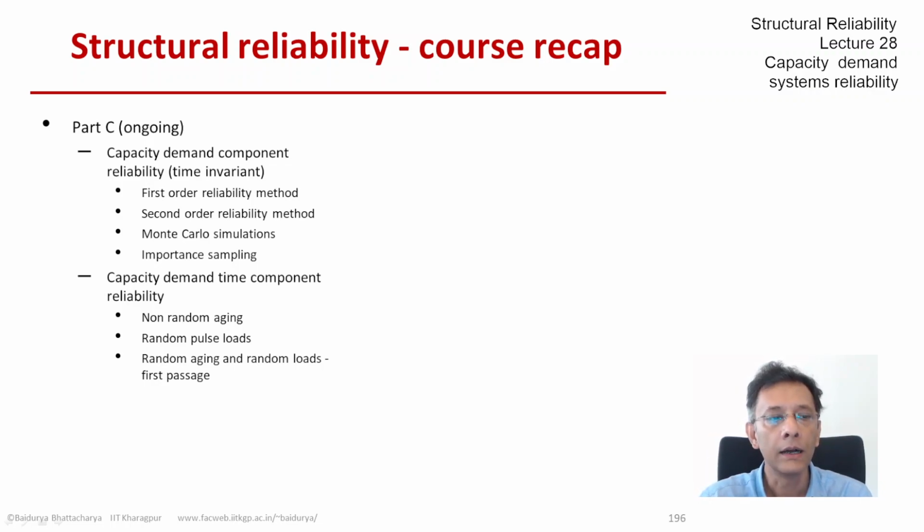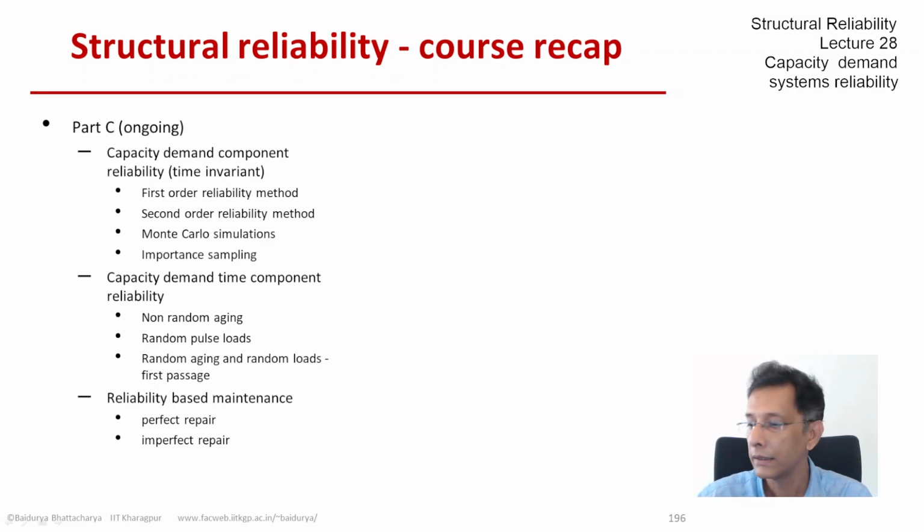So earlier, all the random variables were time invariant, but now we started considering if there is time variance. So first we looked at non-random time variance, and then we looked at random. So we considered the loads to be random pulses with non-random aging, and then in the end we looked at both random aging and random loads and formulated the first passage problem. And in the previous lecture we also looked at reliability based maintenance, including the effect of perfect repair and imperfect repair.